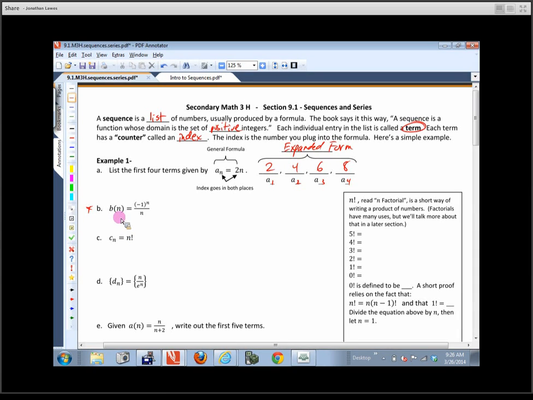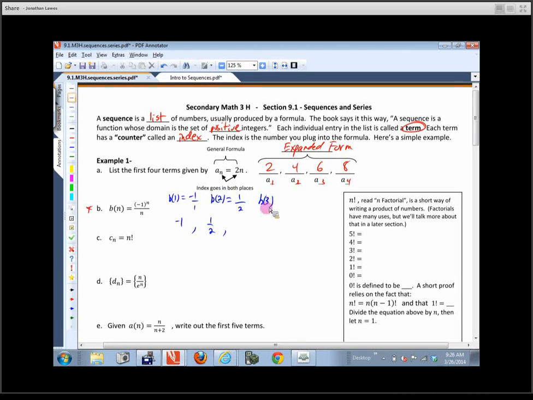We're going to plug in a 1. So b of 1 is, plug in a 1, I get a negative 1 on the top and a 1 on the bottom. So the first term is negative 1. If I want the second term, I'm going to do b of 2. So that's going to be negative 1 squared, which is a 1, and the denominator is going to be a 2. So this is going to be 1/2.